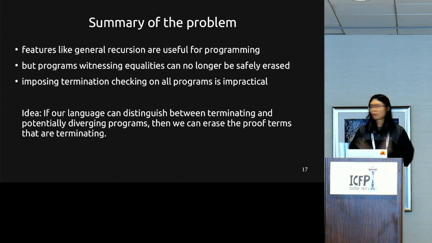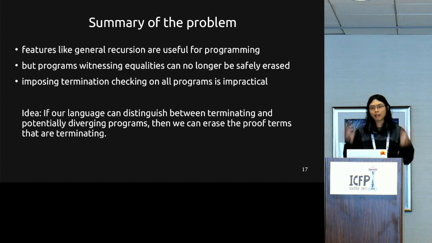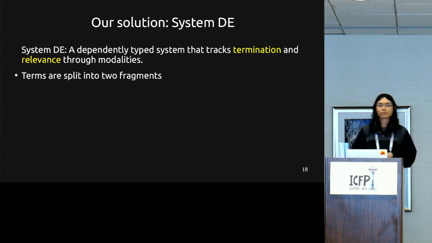Here's an important observation. If our programming language is able to differentiate between partial and total computations, then maybe we can at least erase the proof terms written in the sublanguage that is known to terminate. To capture the essence of the problem, we designed this calculus called system DE, which is a dependently typed system that tracks termination and relevance through modalities.